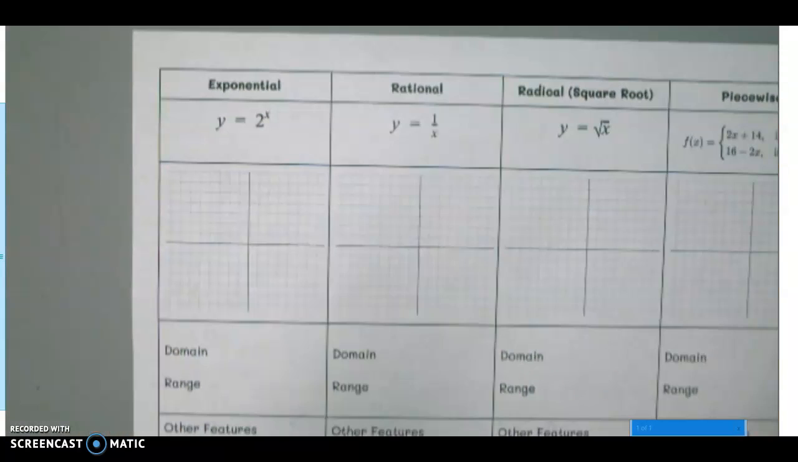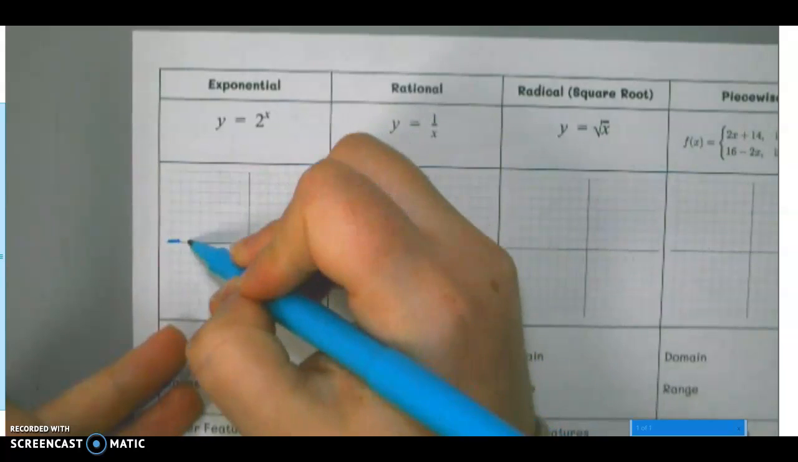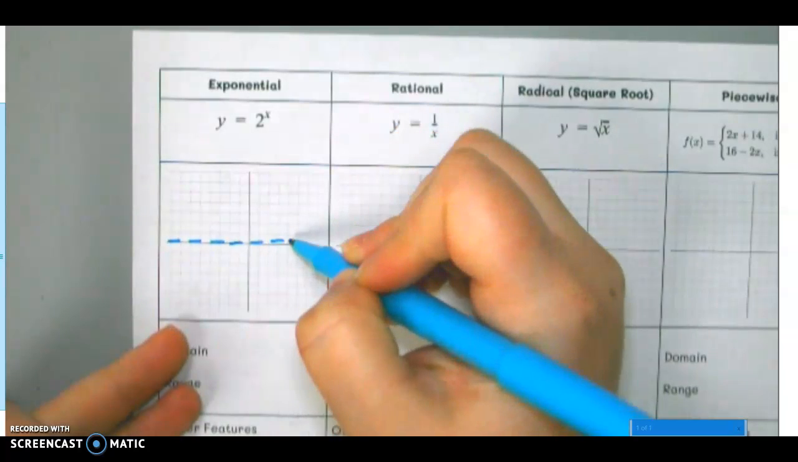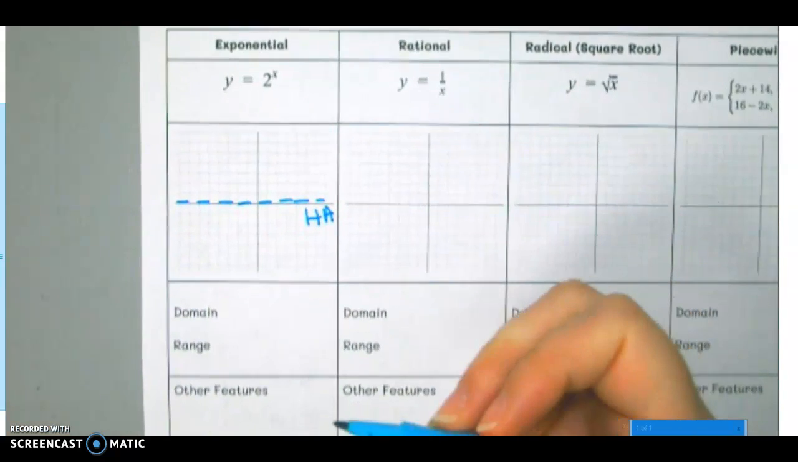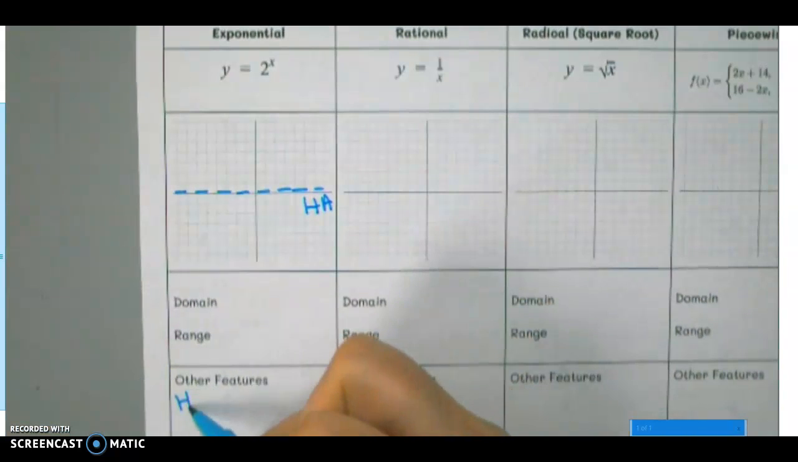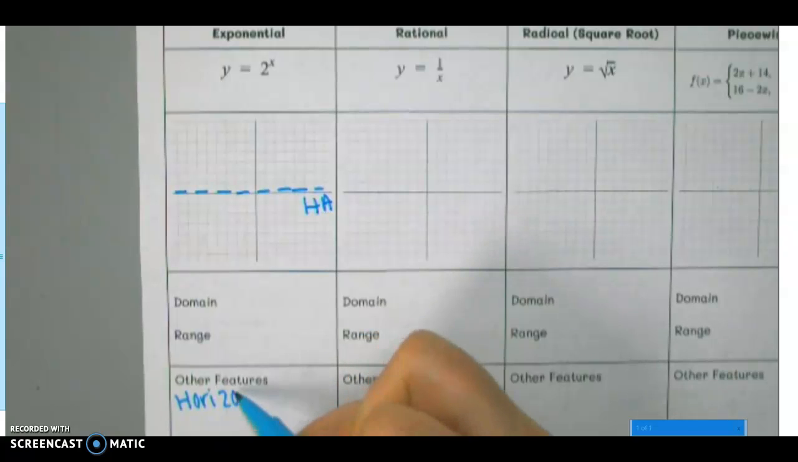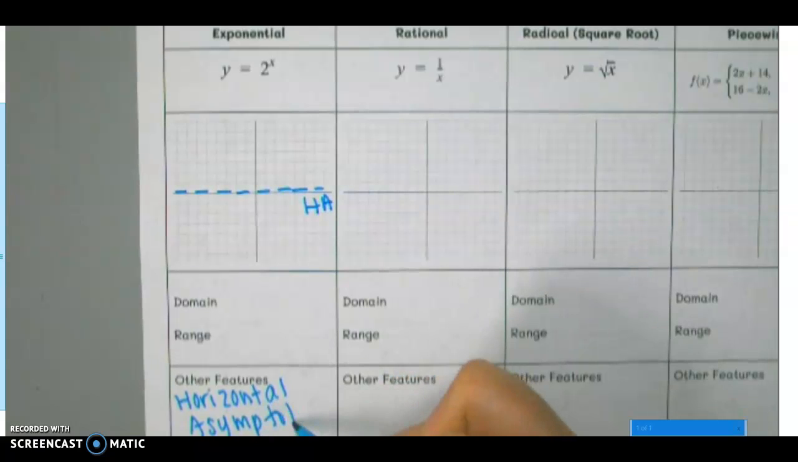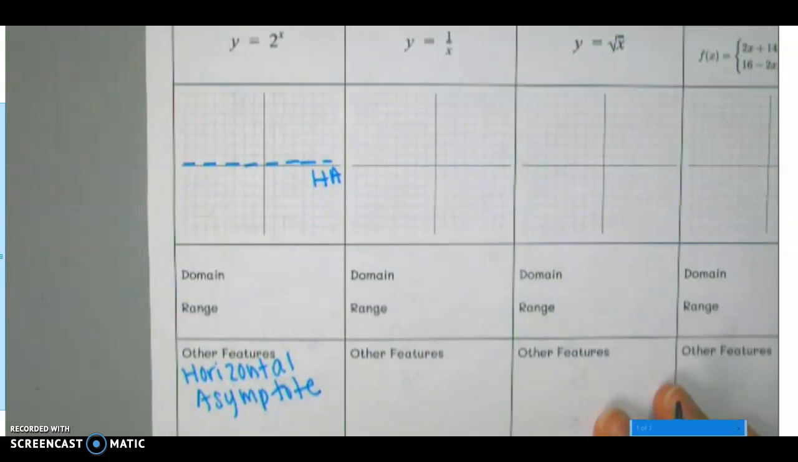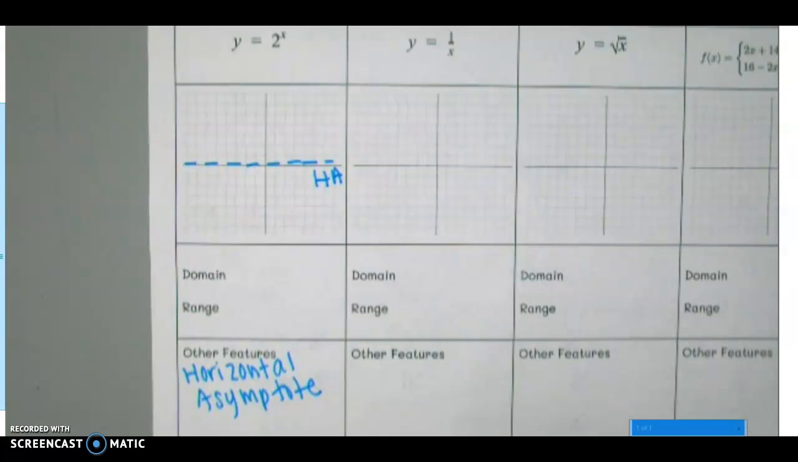All right, exponential. Exponential has a key feature that none of the other ones have had just yet. Exponential functions have a horizontal asymptote. And on the parent function, it's at 0, 0. So that is a horizontal asymptote. And that is going to restrict how far down the graph goes.